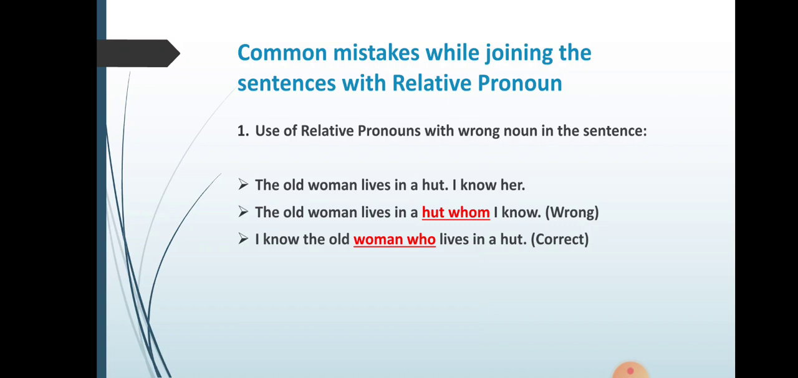वो old woman, I know the old woman who lives in the hut. वो औरत जो हट में रहती है मैं उसे जानता हूँ. Means you know that woman, you don't know the hut. Right? So if you use relative pronoun with the wrong noun in a sentence, it changes the whole sense of a sentence. So the answer will be, I know the old woman who lives in a hut. So this will be the right answer.